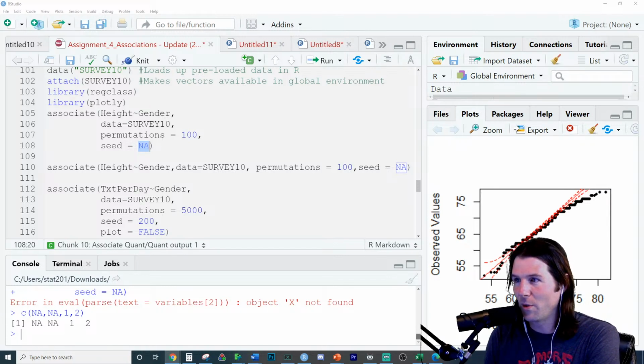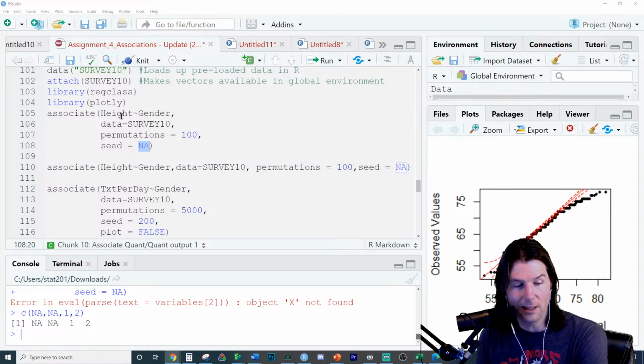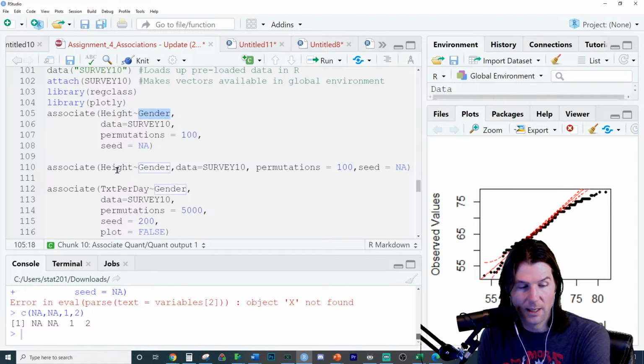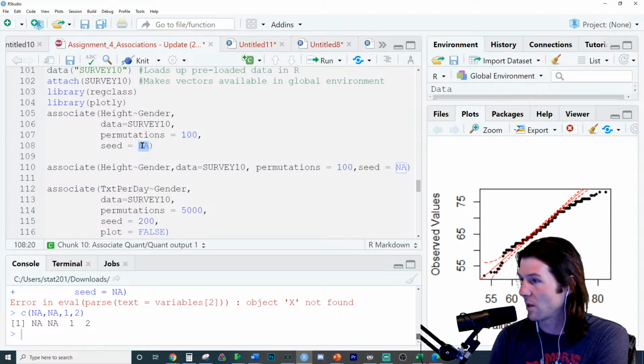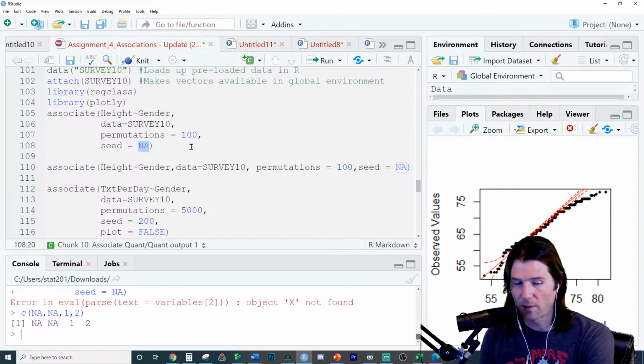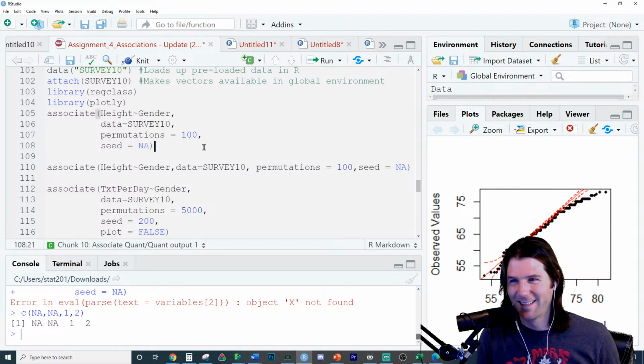So never try to do the whole thing at once. It makes more sense to kind of look at it in parts. Like here's my formula. Here's my data I'm loading it from. Here's the permutation amount. And here is the seed I'm using. So I think it really helps to just see it in smaller little bits.